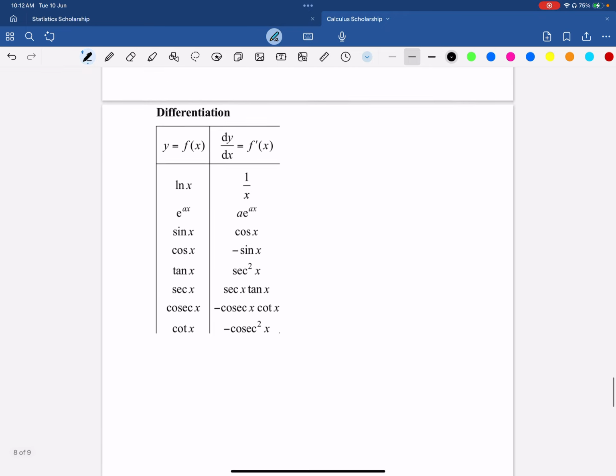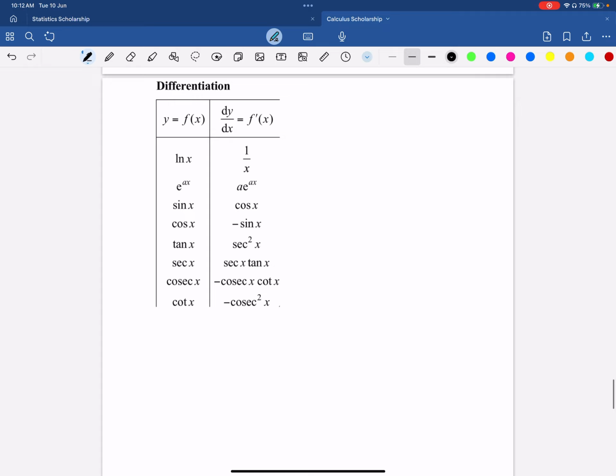Now, in order to introduce differentiation of functions, I have actually taken what is there in your formula sheet. You can see that they've given you y or f of x, and they're saying the differentiation of that, which is dy over dx or f dash of x, gives you this. So if I have to use this formula sheet, it should be quite self-explanatory. So that's what I'm going to do.